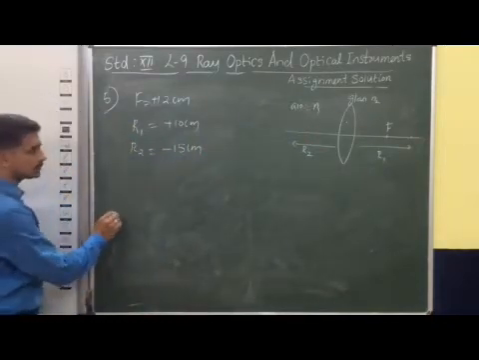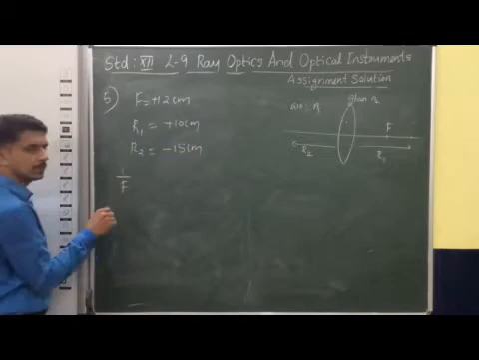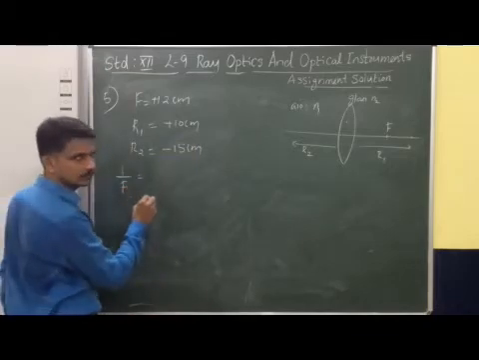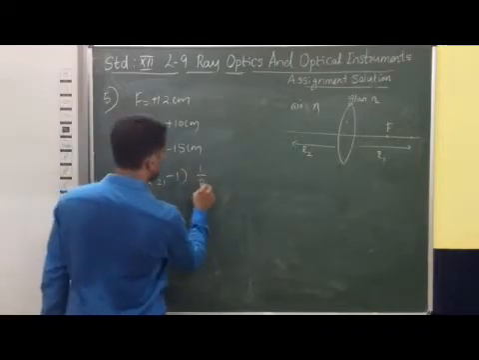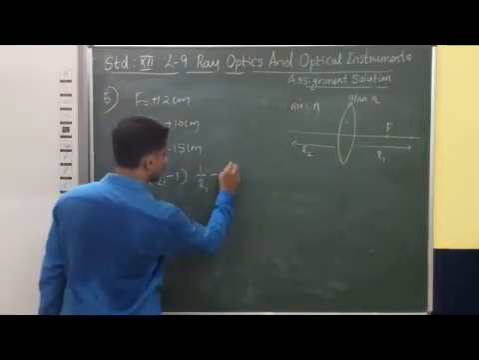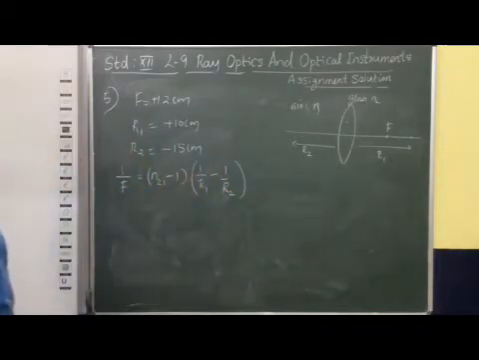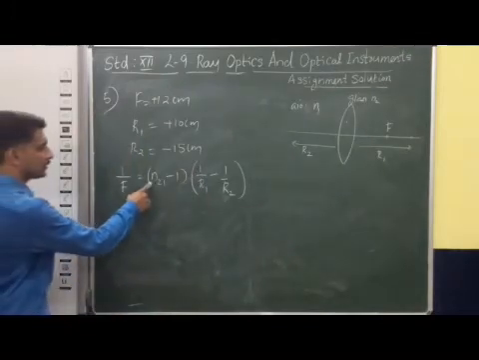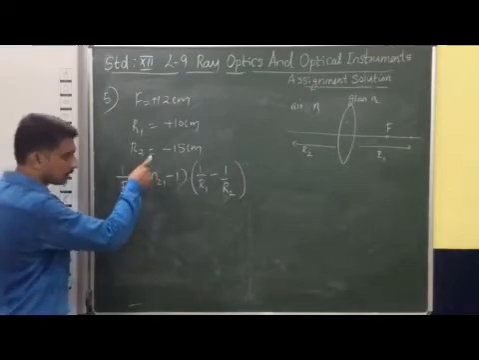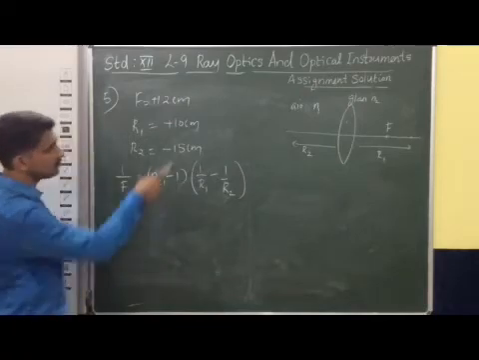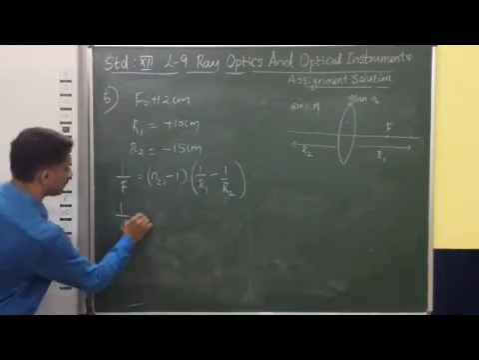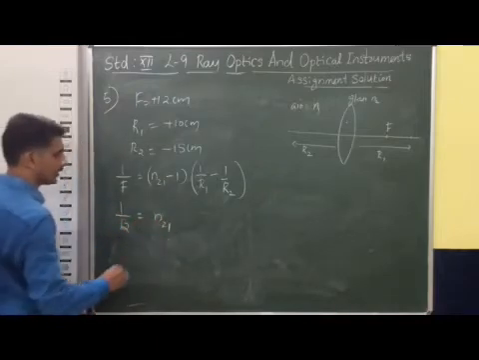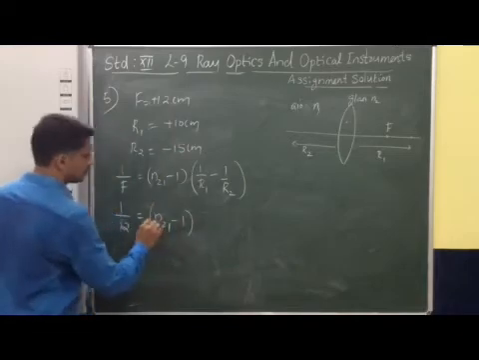So by applying the Lens-Maker's formula, what is the Lens-Maker's formula? 1 by F is equal to N21 minus 1 into 1 by R1 minus 1 by R2. So by applying it, we can find this refractive index. N21 means the refractive index of glass with respect to the first medium, what is that? Air.